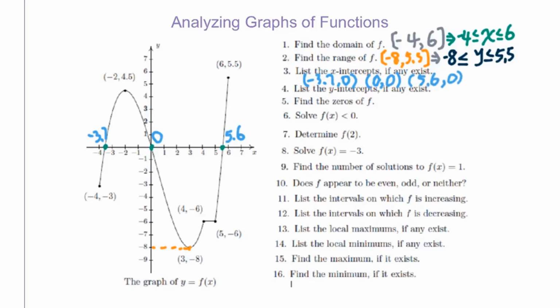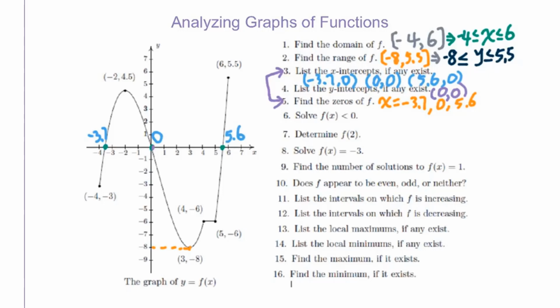For number 4, list the y-intercepts. The graph crosses the y-axis at (0, 0), so the y-intercept is (0, 0). Number 5, find the zeros of f. Basically, numbers 3 and 5 mean the same thing. Normally for zeros of a function, we list all x-intercepts. So we got x equals negative 3.7, 0, and 5.6.